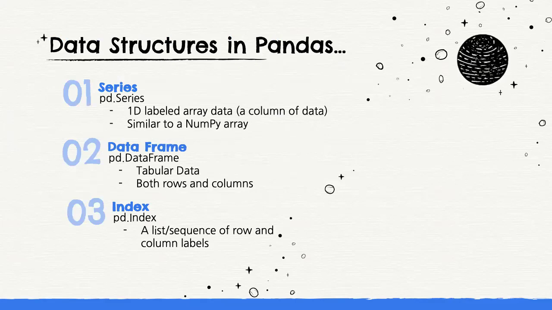So we're mostly going to be looking at different types of data structures in pandas. There are three main types. We have a series, which you can think of as an array, a 1D labeled array, like one column of data. Another type is a data frame. Just think about it like a table, like in Excel or something. And then there's the index, which is how we're able to access different elements of the data structures.